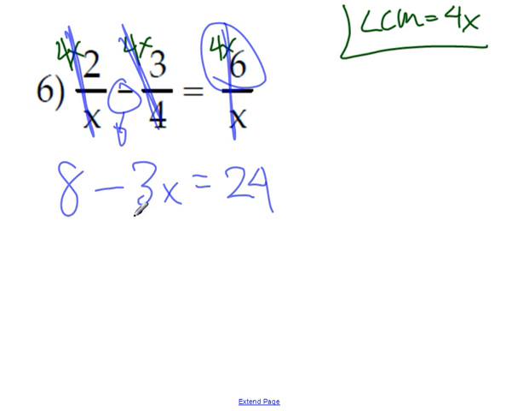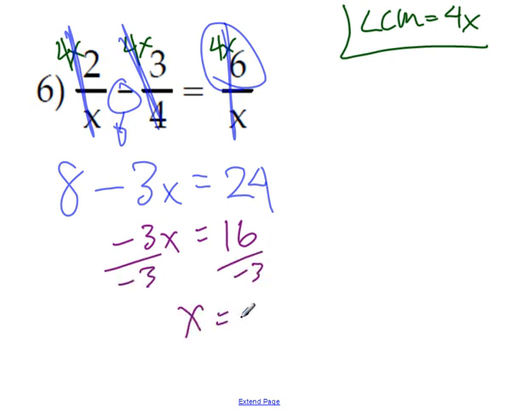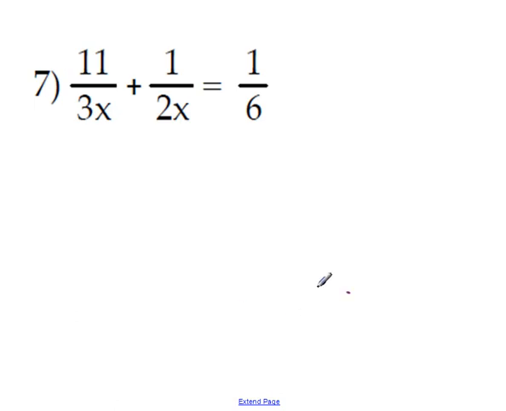So we're going to subtract our 8 from both sides and get negative 3x equals 16 and divide by our negative 3. So x equals negative 16 thirds. That's how they're getting that answer. The negative just goes up top because it's just where fractions like to have their negative sign.